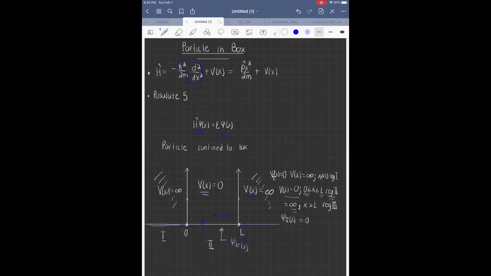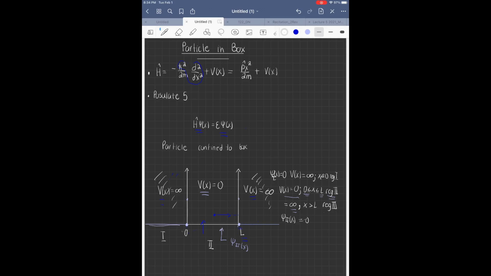Hello guys, Dimitri again, and today I'm going to talk about particle in the box. The particle in the box is a quantum system that helps you learn more about wave functions and mostly about energy. It's the first actual quantum system you look at in quantum mechanics.